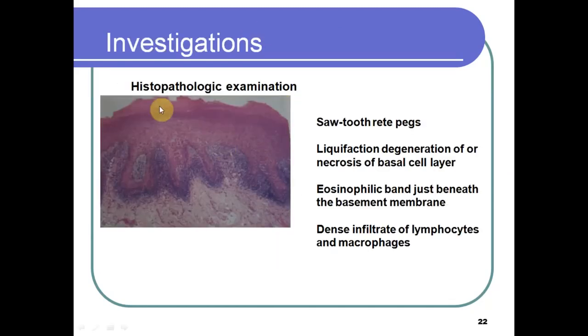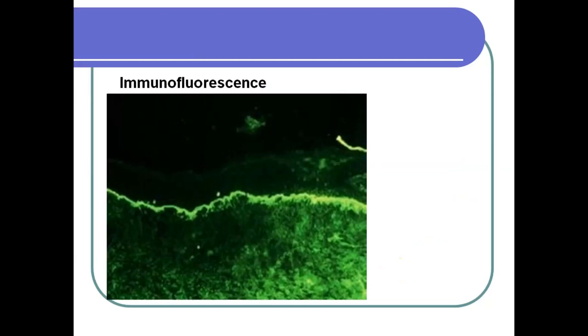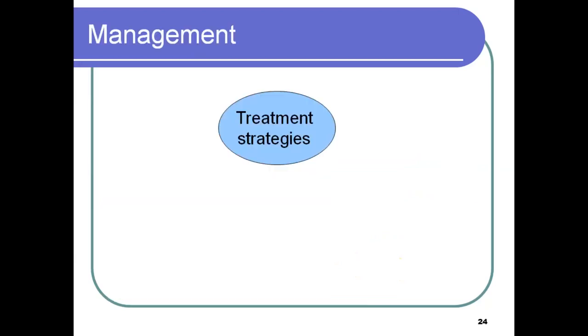So in the histopathologic investigation, we can see the sawtooth rete pegs, and liquefaction degeneration or necrosis of the basal cell layer, an eosinophilic band just beneath the basement membrane, and a dense infiltrate of inflammatory cells such as lymphocytes and macrophages. In immunofluorescence, it looks like this. Now we'll move on to the management.